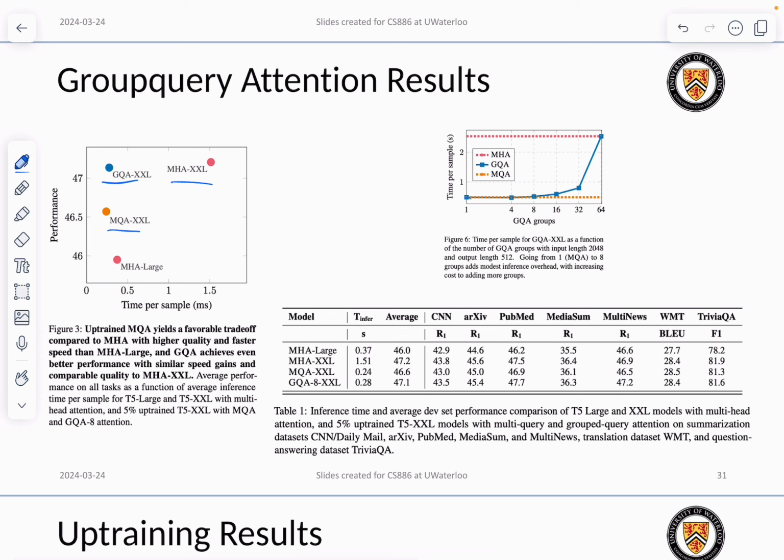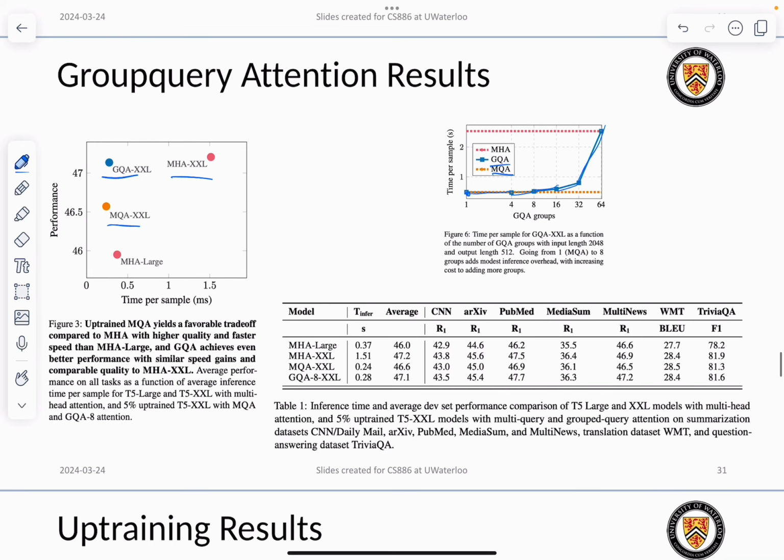So at 1, basically, GQA is basically equivalent to MQA. But as you scale it up, it's going to take more time to sample, and that basically shows the trade-off. And here, it shows the trade-off between, again, time and the performance.